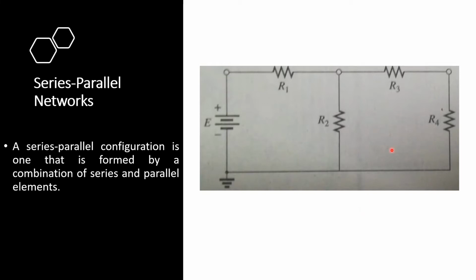Now, from this figure, R3 and R4 are in series with each other, and this series combination is basically parallel with R2. Similarly, this R2 is in series with R1 after solving this whole configuration. So this is basically the series parallel network in which both series configuration and parallel configuration are present.